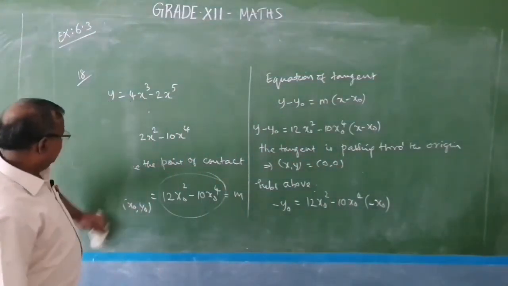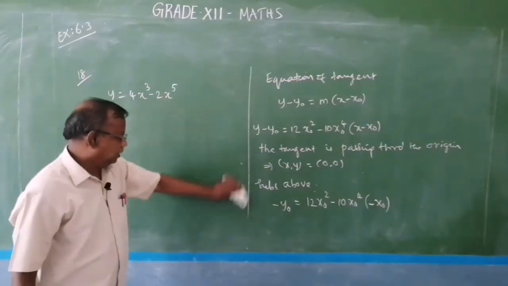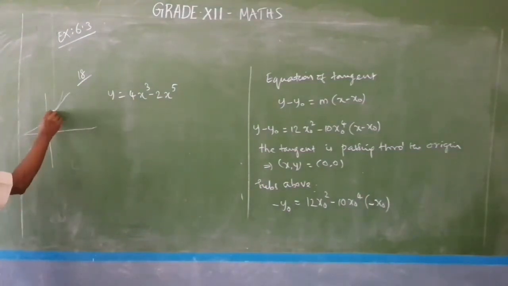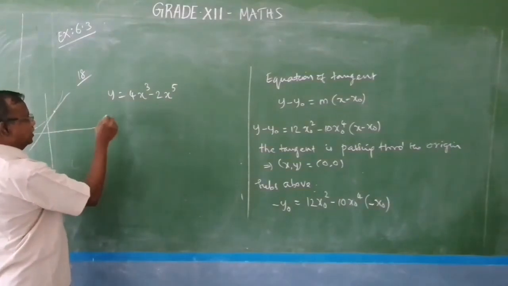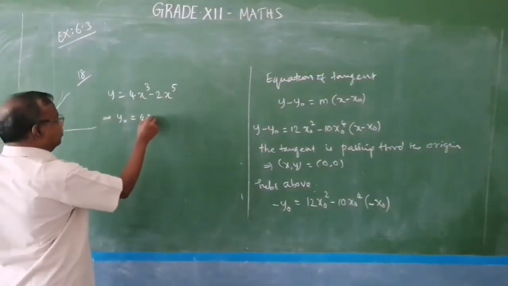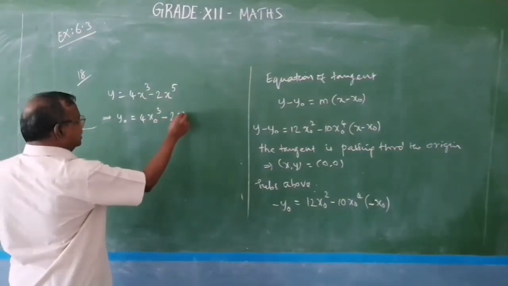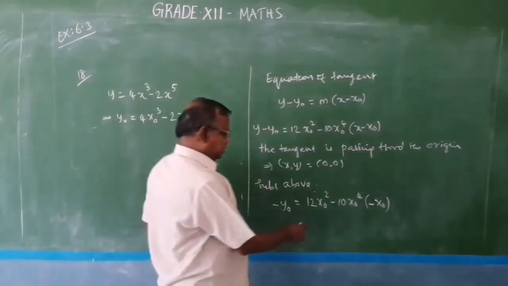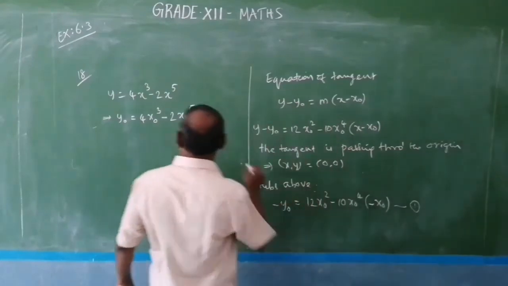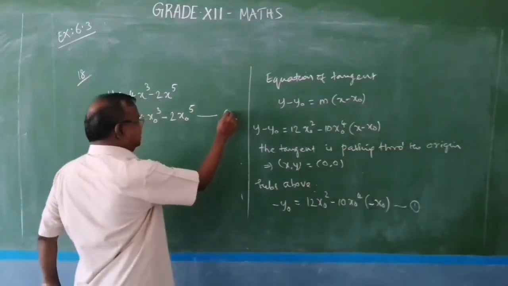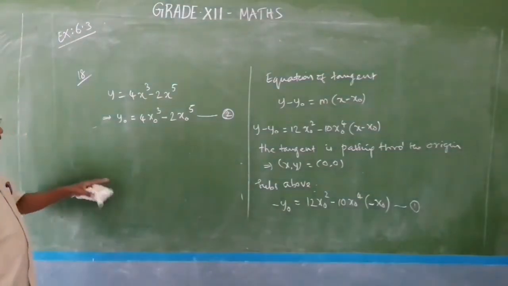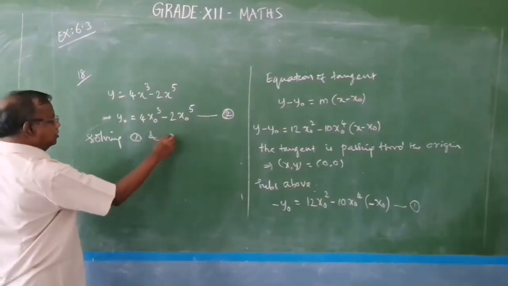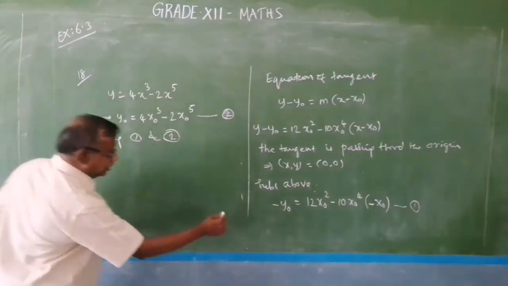Now at the point of contact, the curve becomes y naught equal to 4 x naught cube minus 2 x naught whole power 5. So solving these two equations, this is also the equation of tangent, say this is 1. This is the equation of curve at the point of contact, say this is 2. So to find x naught and y naught, solving 1 and 2, we have here minus y naught.